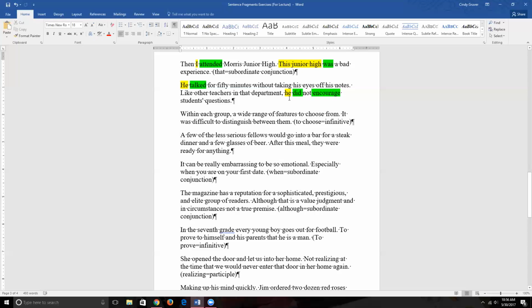But let me throw a curveball. Let's say this was a little bit different. Let's say this had been how it had been written. He talked for 50 minutes without taking his eyes off of his notes. Like other teachers in that department, he did not encourage students' questions. Well, this is a sentence fragment now.